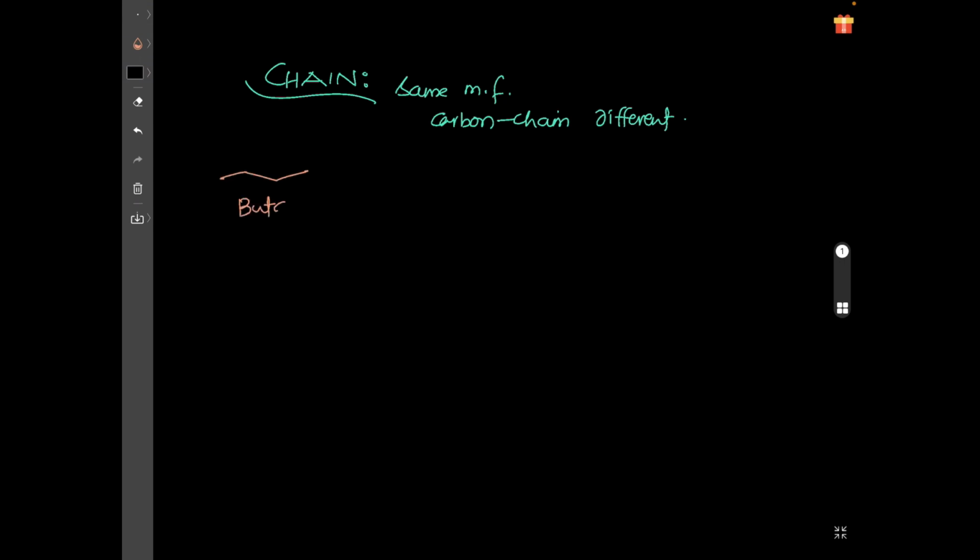First, chain isomerism. The name itself indicates compounds having the same molecular formula but a different length of the carbon chain. The carbon parent chain length will be different. I would like to take examples like butane, with 4 carbon atoms in the chain, and 2-methyl propane, or you say isobutane. Both have the same formula, C4H10.